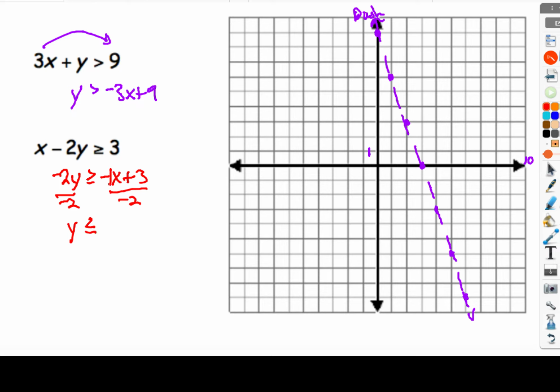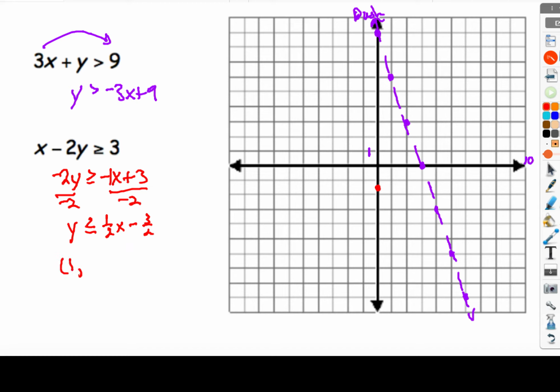Now, negative 1x divided by negative 2 is a positive 1/2 x. And positive 3 divided by negative 2 would be a negative 3/2. Now, the y-intercept is not bad there. That's a negative 3/2 or a negative 1.5. But that's going to make it a little trickier to count out. So what I might do is actually just plug in a point.